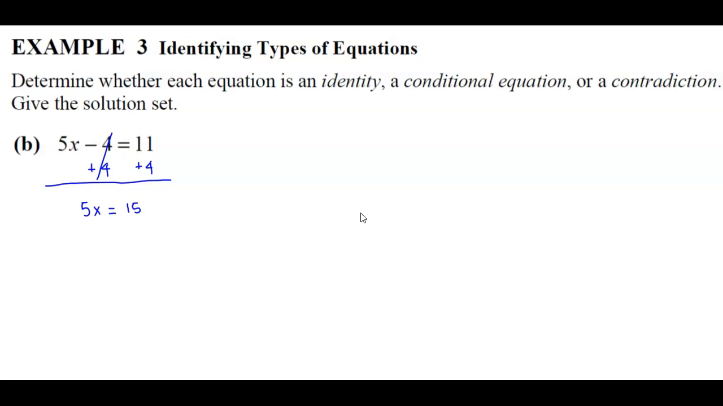The next step is to solve for x by dividing both sides by 5. So 5 divided by 5 is 1, which leaves us with x. And then 15 divided by 5 is equal to 3. So therefore, we would say that there's a solution set of the value of 3, which means that is the only solution to this equation, which then tells us that this is a conditional equation.